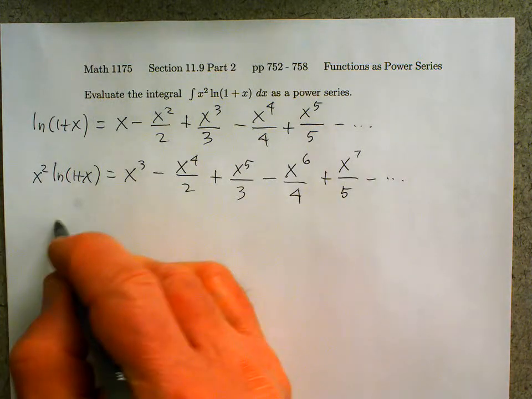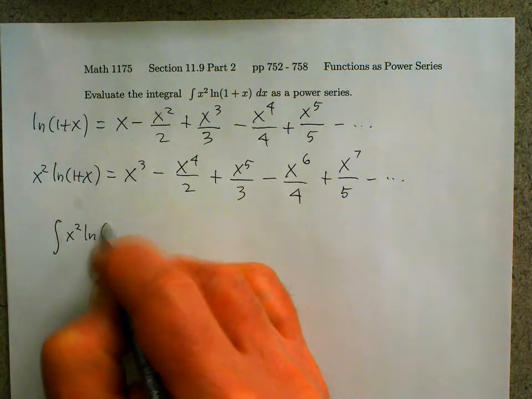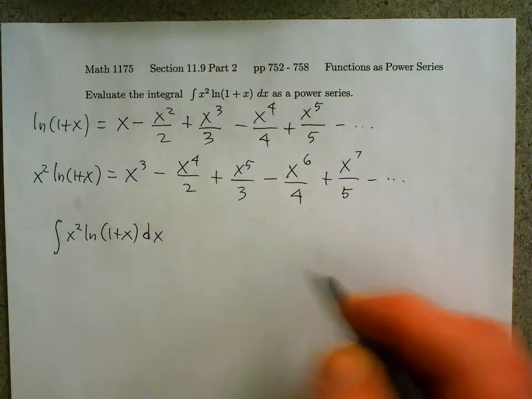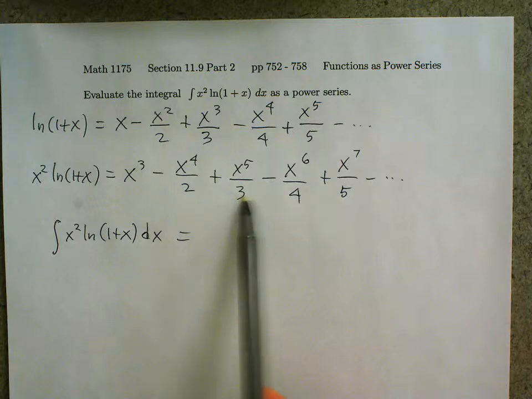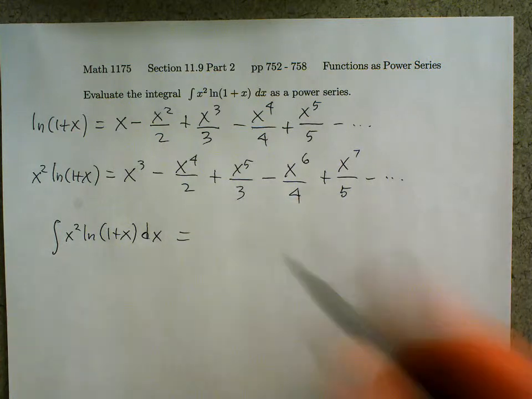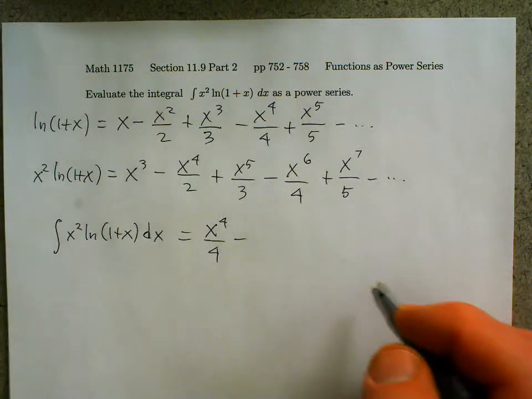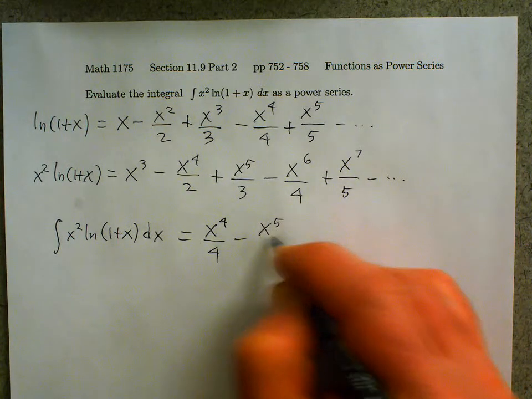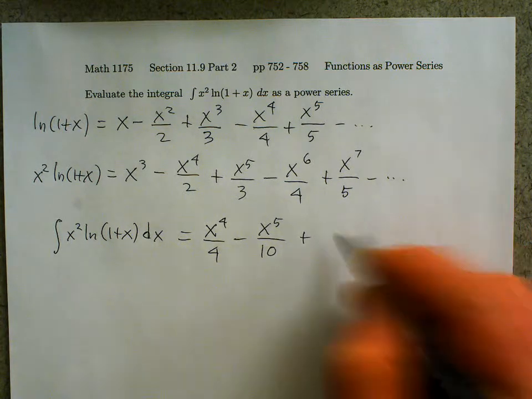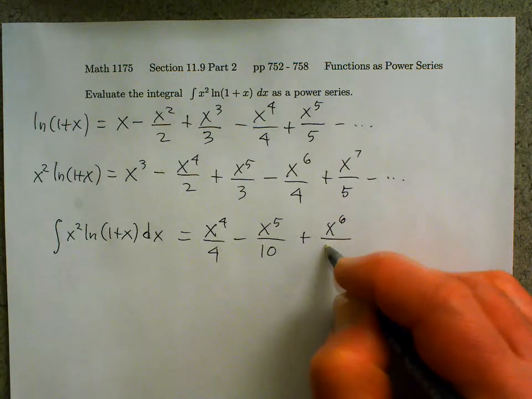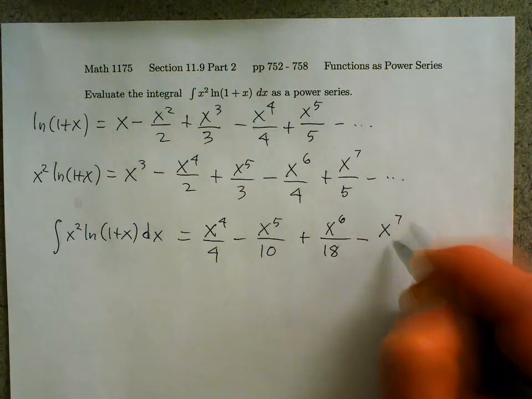And then evaluate the integral of x squared times the natural log of 1 plus x dx. So term by term, we just write down the antiderivatives from the series above, and we get x to the fourth over 4 minus x to the fifth over 10, and then plus x to the sixth over 18, and so on, x to the seventh over 28.